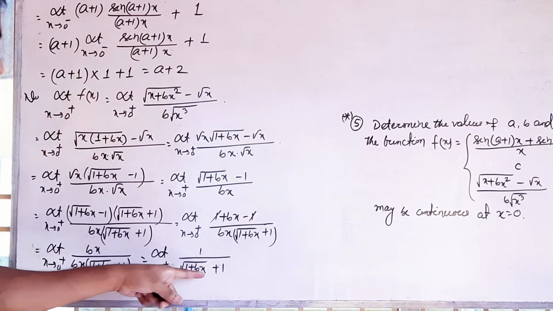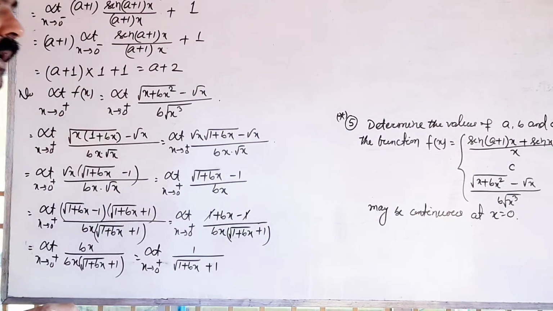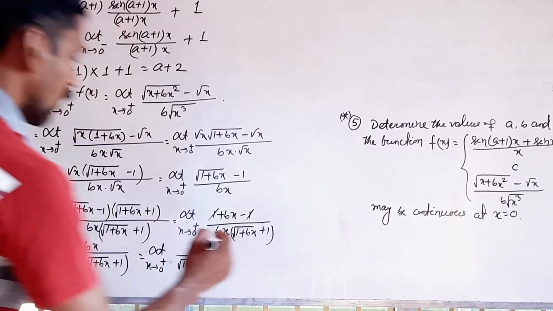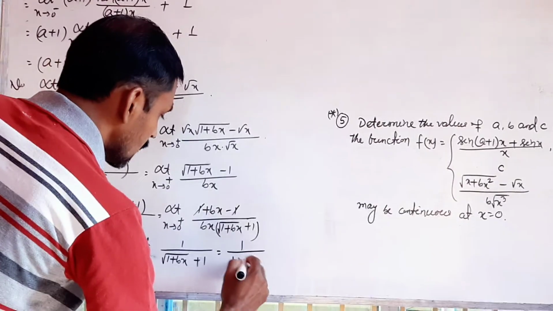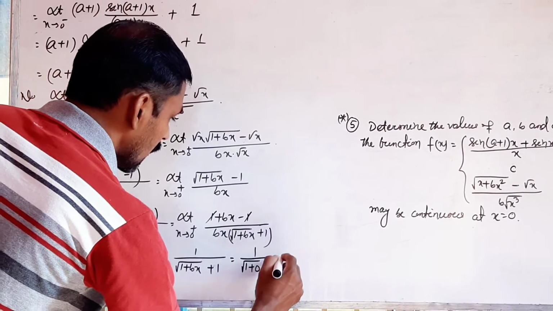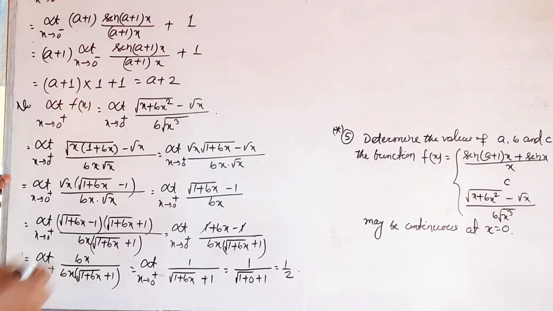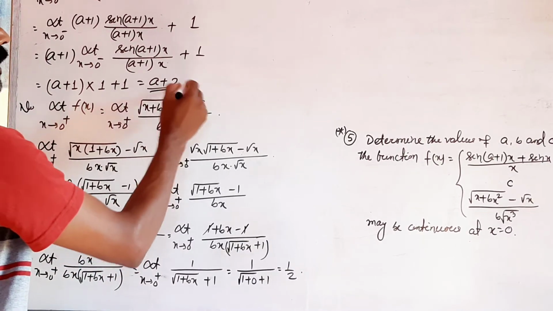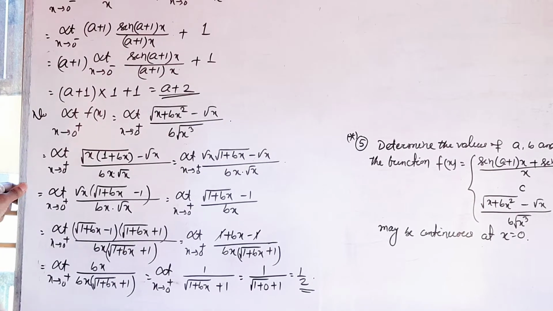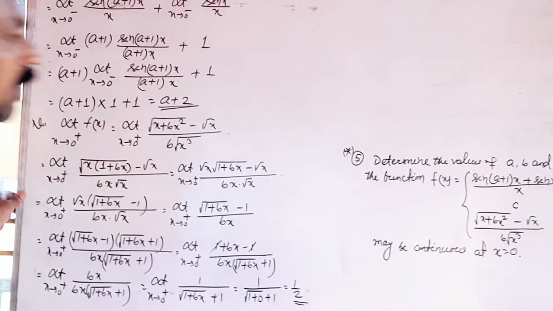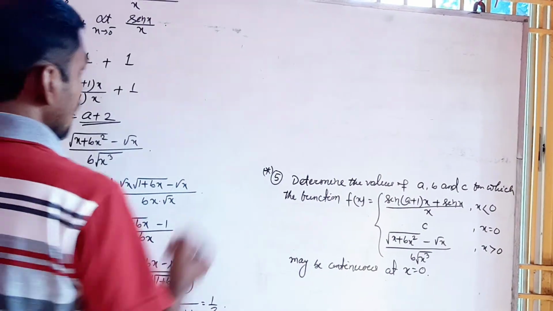Now you see, if we put x equal to 0 directly in the denominator, then also the value exists. So you can put 0, so it is 1 by root of 1 plus 0 plus 1, that is 1 by 2. Now you see, left hand limit is a plus 2, and right hand limit is 1 by 2. And what about the value at x equal to 0? It is c.